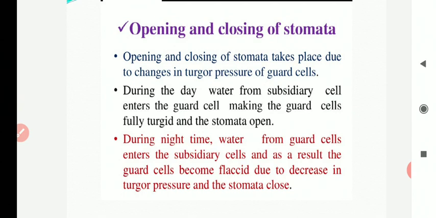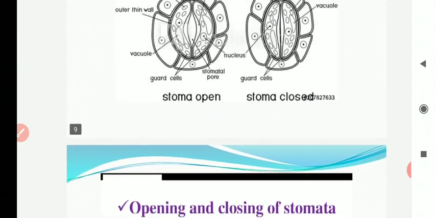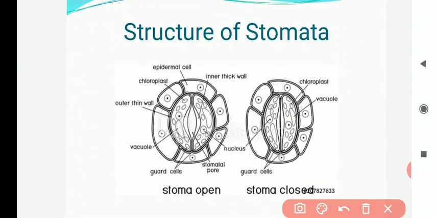Guard cells always have starch containing chloroplasts, but surrounding epidermal cells do not. For example, look at this diagram where the guard cells have chloroplasts with starch, while these epidermal cells do not have chloroplasts with starch. So starch plays an important role in opening and closing of stomata. Let's see how.